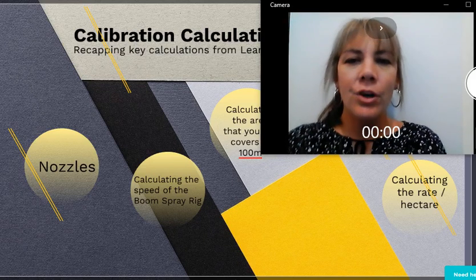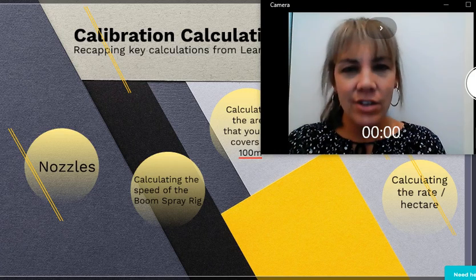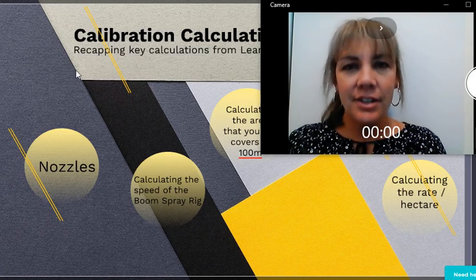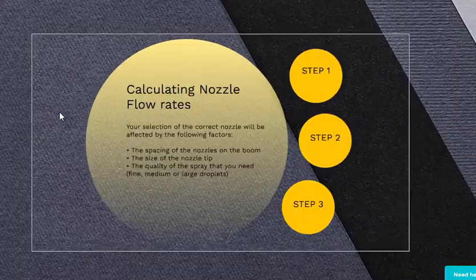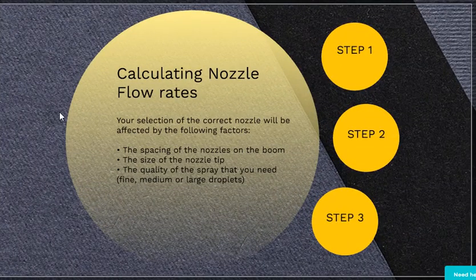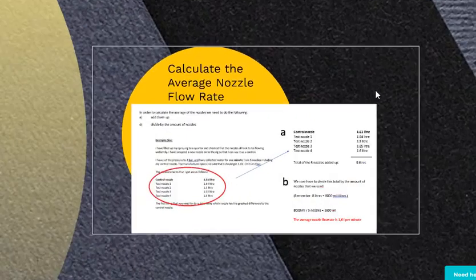Hi everybody, we're still looking at calibration calculations, specifically relating to nozzles. This is the second video in our tutorial series. We're going to carry on now by looking at how to work out average nozzle flow rates. In step 1, we took a look at whether or not a nozzle was safe to use. Step 2 is calculating the actual flow rate.